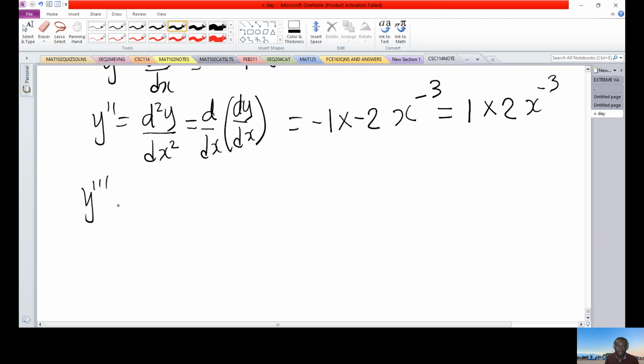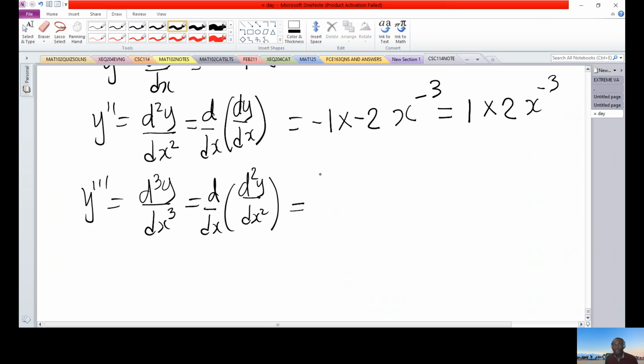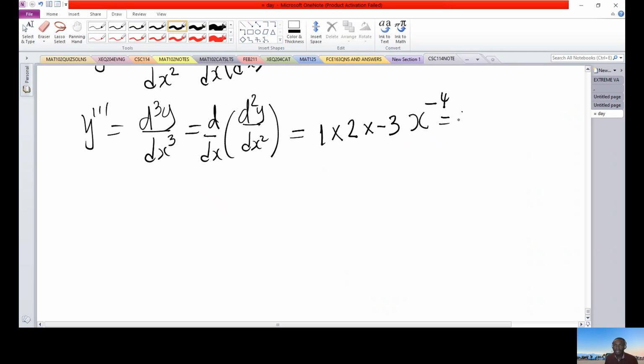The third derivative, you obtain by differentiating the second derivative. So this will be given by 1 times 2 times -3 x raised to the power -4. To get a pattern, you don't simplify. Just write out the numbers so that they can help you to see the pattern. So this is just the same as -1 times 2 times 3 x raised to the power -4.